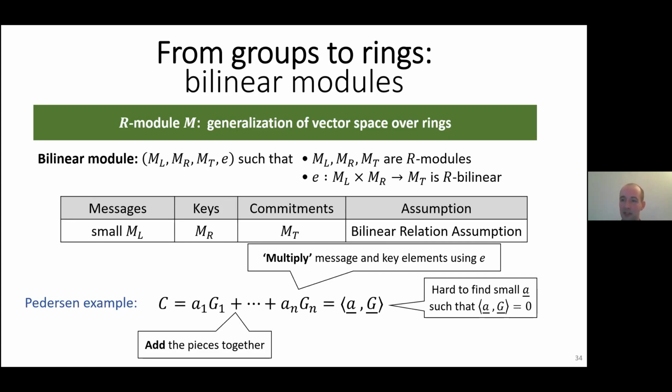The bilinear relation assumption is kind of an analog of the discrete logarithm assumption with many bases. And this says it's hard to find a small message A from the left module, so that when you take the scalar product with the commitment key, this is equal to 0. And this is like a generalization of the discrete logarithm assumption, or maybe of the lattice SIS assumption. And there's a pairing analog of this too.